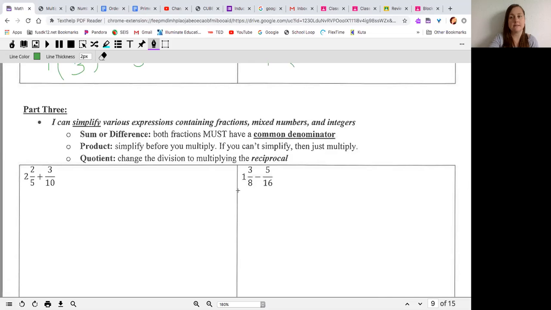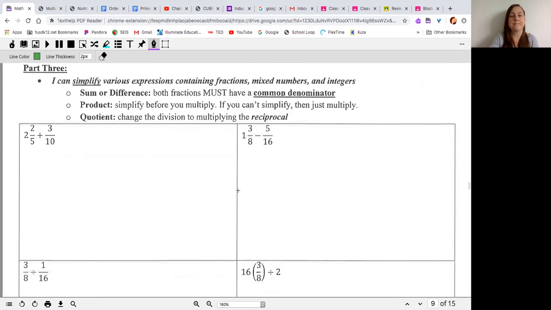Okay, here's the next section. Part 3. I can simplify various expressions containing fractions, mixed numbers, and integers. Okay, so there's a lot going on. And it gives us some reminders. So if it's a sum or difference, both fractions must have a common denominator, correct? They need to match. They need to be the same.